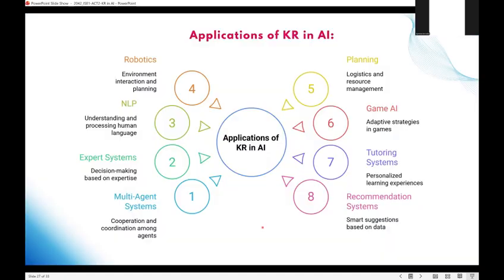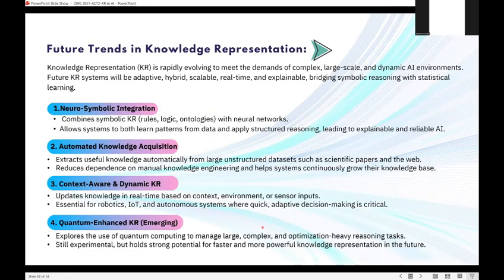So knowledge representation is used in many areas. Some of them are medical diagnosis, robotics, chatbots, self-driving vehicles, and education systems. Looking forward to the future trends in KR, AI will combine symbolic reasoning with machine learning, automatically extracting knowledge from the web, and maybe even be used in quantum computing for faster reasoning. So the goal is clear: make AI smarter, more explainable and more humanized.